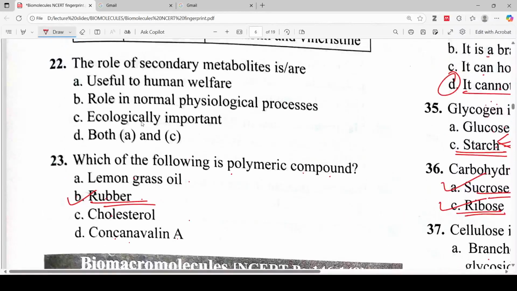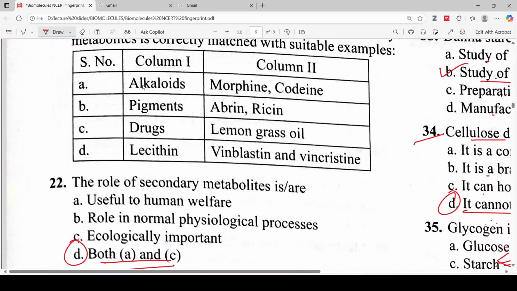Next question. The role of secondary metabolites is useful to human welfare, or role in normal physiological processes, ecologically important, both A and C. So the correct answer for this question is option D. Next question. Let's move to the next question.